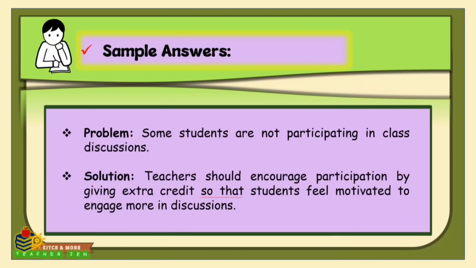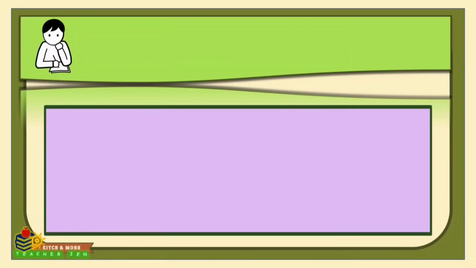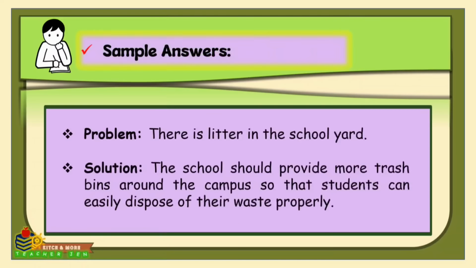Then we have the problem, which is some students are not participating in class discussions, and the solution is teachers should encourage participation by giving extra credit so that students feel motivated to engage more in discussions. Still, we are using the transition marker so that. And the last example is there is litter in the schoolyard. And the solution is the school should provide more trash bins around the campus so that students can easily dispose of their waste properly.